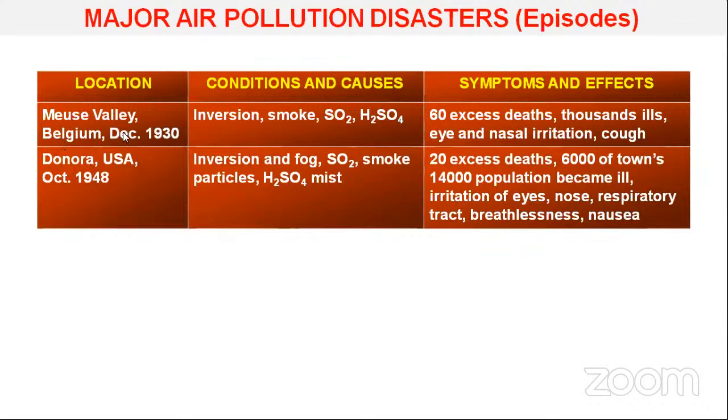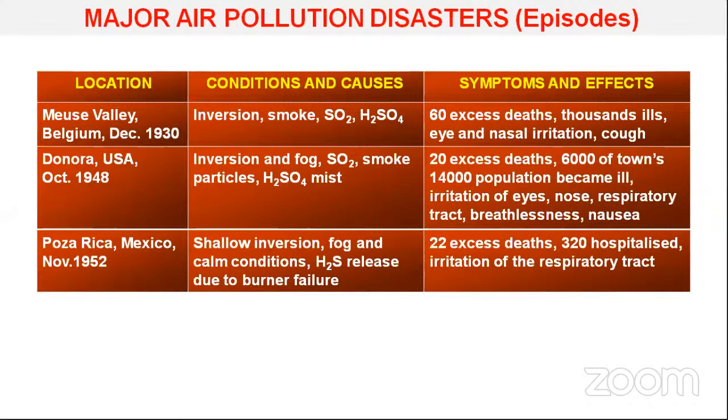Again, you observe the period: they are all winters except one episode. Everything is in winter, December, October. In the USA, this is another valley: inversion and fog, sulfur dioxide, and smoke particles were the responsible pollutants that accumulated. 20 excess deaths were recorded, and 6,000 of the town's 14,000, nearly 50% of the population, became ill, with irritation of the nose, eyes, respiratory tract, breathlessness, and a vomiting sensation because of that smoggy condition.